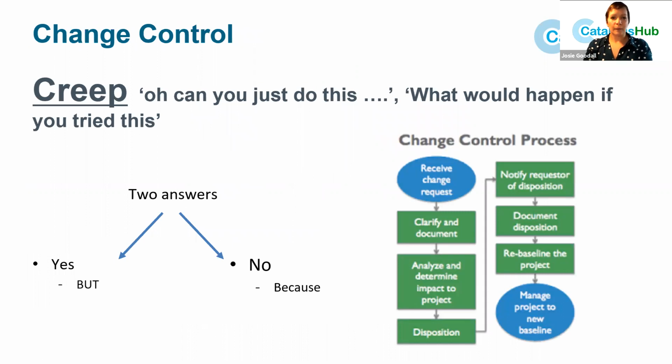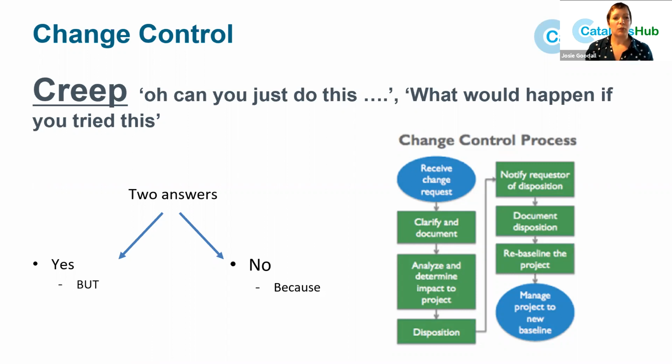Change control is very important in project management. In terms of the projects I've managed and the projects I've worked with, I'd say scope creep is one of the biggest causes of failure. And scope creep is when you have a defined scope and then people go, oh, can you just do this? Can you just try this? What would happen if? And you end up going down all sorts of little rabbit holes, doing all sorts of side projects, adding all sorts of features, and you never get to the end of your project because it keeps growing and growing and growing.